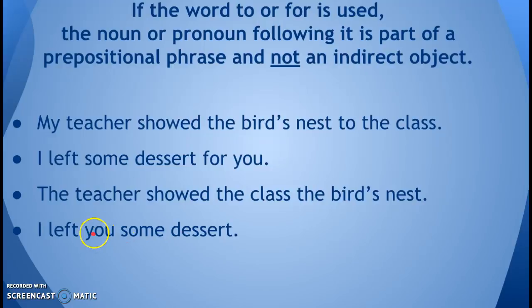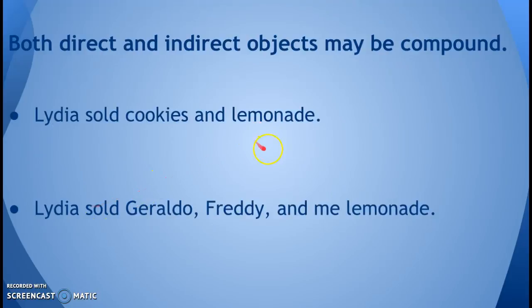But the sentence doesn't actually say for you. It just says you. And that's how you turn a prepositional phrase into an indirect object. They also can be compound, just like we had compound subjects and compound verbs. Lydia sold cookies and lemonade. Lydia sold what? Cookies and lemonade. Those are both direct objects.